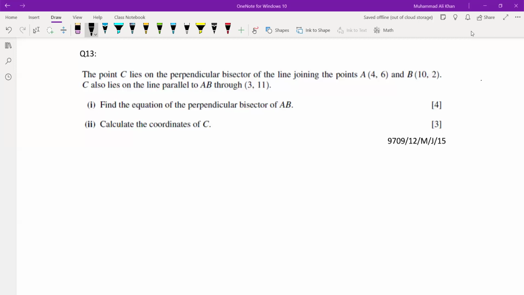Now, question number 13. What we have in question number 13, the point, it is 970912 May June 15's question. The point C lies on the perpendicular bisector of the line joining AB. C also lies on the line parallel to AB through this. Find the equation of the perpendicular bisector. Okay. First, I am making a diagram.